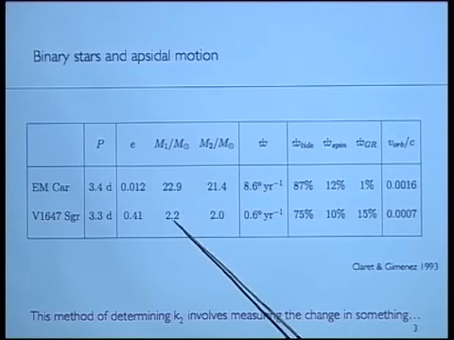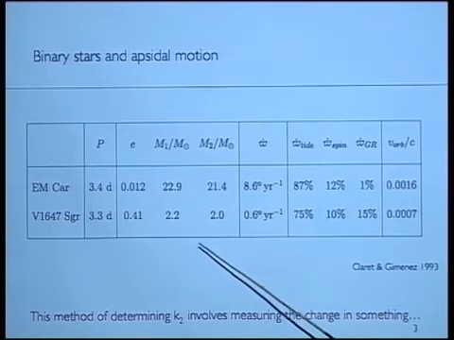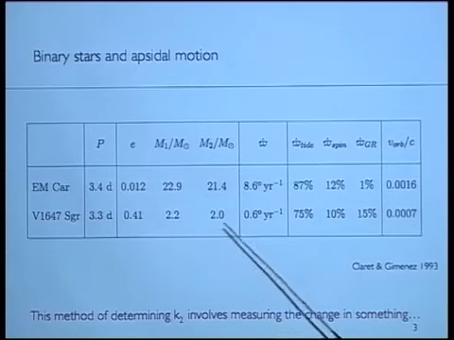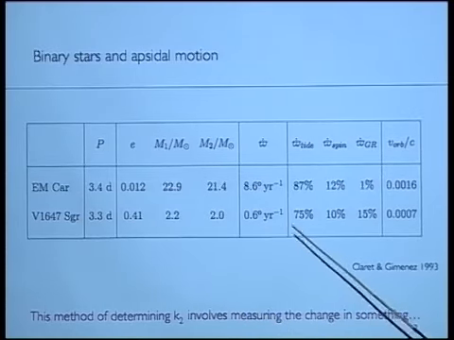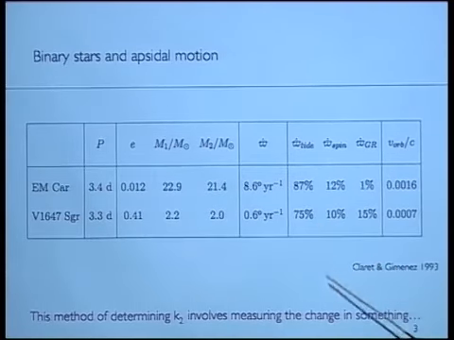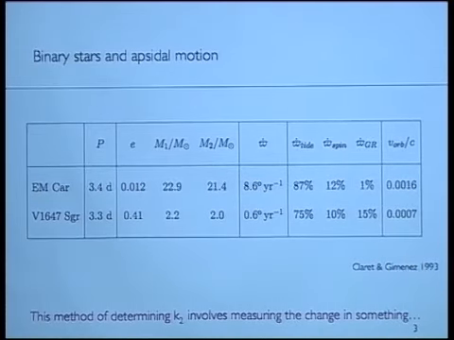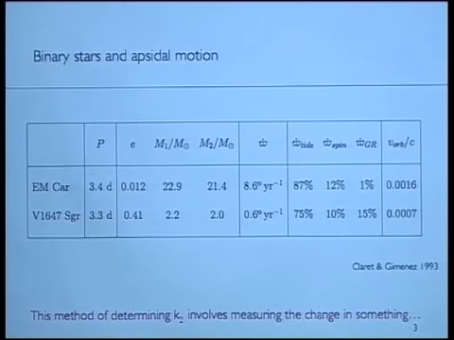Here's a pair of stars, 10 times less, and the apsidal motion is smaller. The eccentricity is bigger, and actually I haven't shown the error, but it's easier to measure this one than the other one, I think. And again, most of the contribution comes from the tidal bulges, but a significant contribution comes from the relativistic potential of the stars.